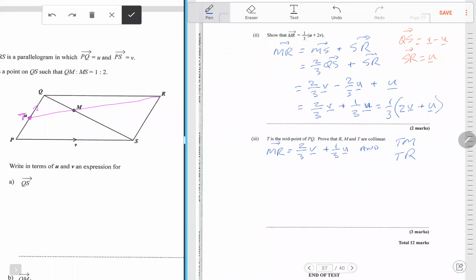Right. So if you look over here, we want to either use TM or TR. You'll see that TR is actually easier to find because from here to here is half U, and this is V. So TR is easier to find than TM. So it's better to use TR rather than TM. All right, so we're going to use TR. And if you look at the diagram, TR is simply equal to half U plus V.